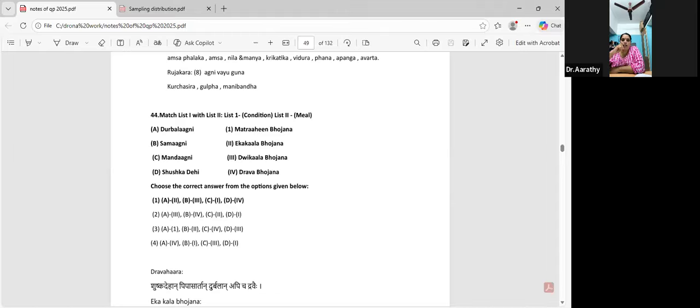That also seems matching. It is not the other way around, right? Vishamagni, then you have light food or Ekakala Bhojanam. Then Mandagni, it is Matrahina Bhojana. So all the options seemed logical for me. I was not very sure, but for Sama Agni, Dvikala Bhojana was somewhat sure for me. And luckily, I had no other options having those two. Okay, so that is how I marked one.